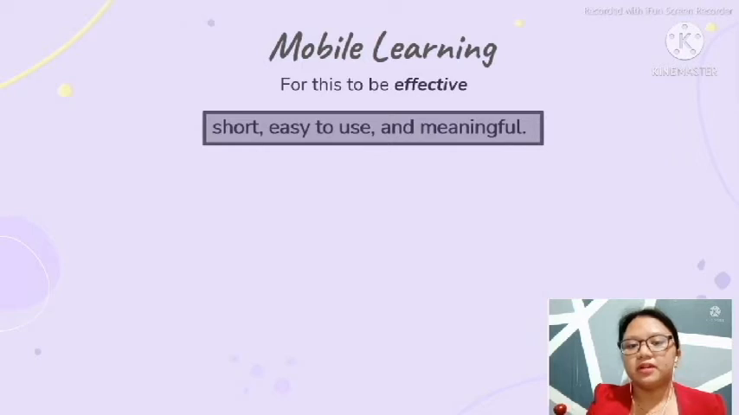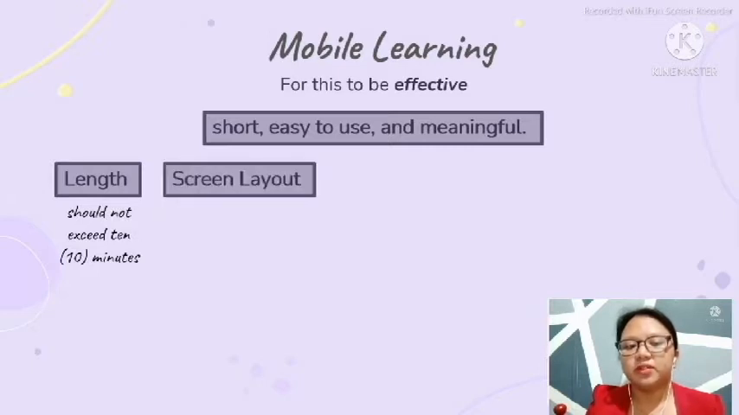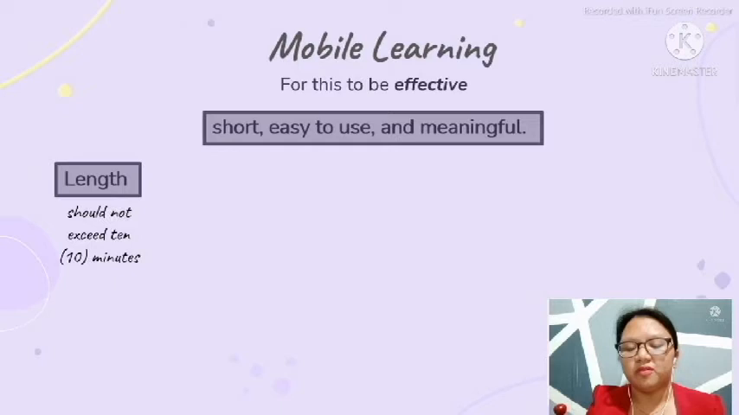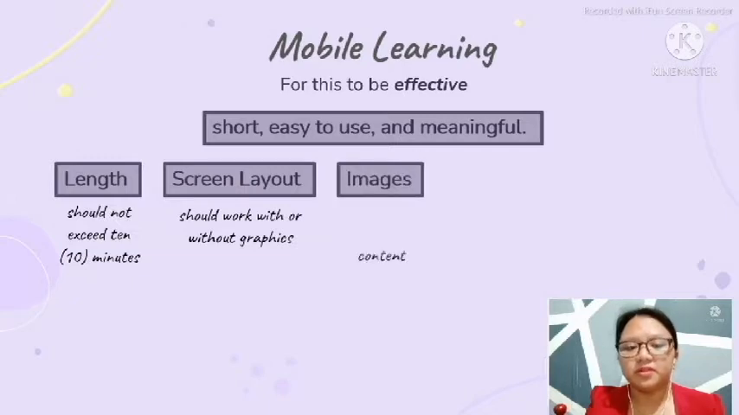One estimate is that the course length should not exceed 10 minutes because users likely do not have long periods of time for learning, and attention spans are limited when looking at the small screens on many mobile devices. The screen layout should work with or without graphics. Images should be used only where relevant to the content because download time may be slow due to the bandwidth limitations. Images used should be sized so that the user can see them without scrolling horizontally or vertically.